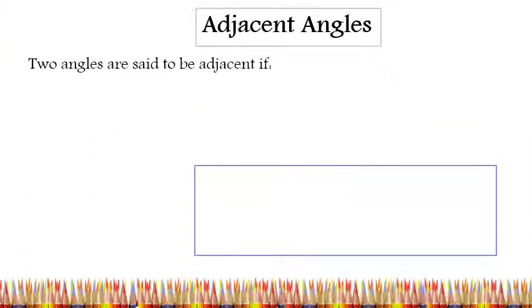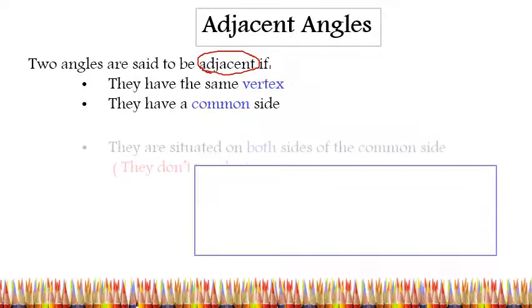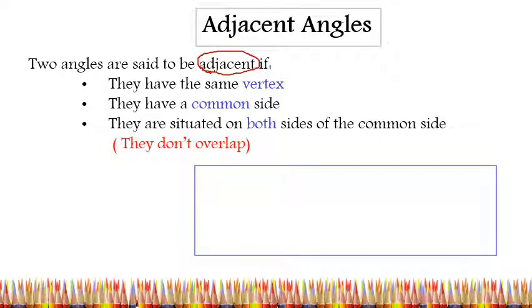Now, what do we know by adjacent angles? You have to memorize this well. Two angles are said to be adjacent. Adjacent means they are neighbors, they are next to each other. In which case? If they have the same vertex, they have a common side, and they are situated on both sides of the common side.